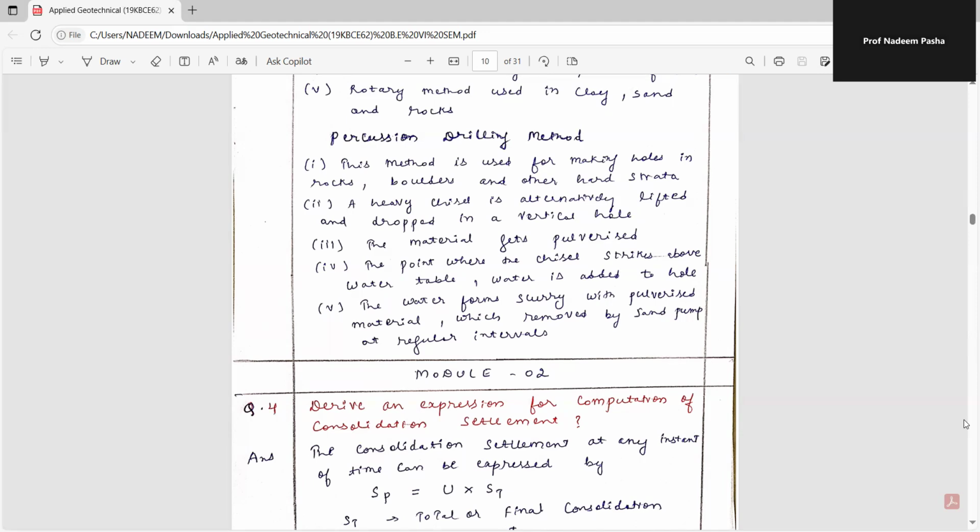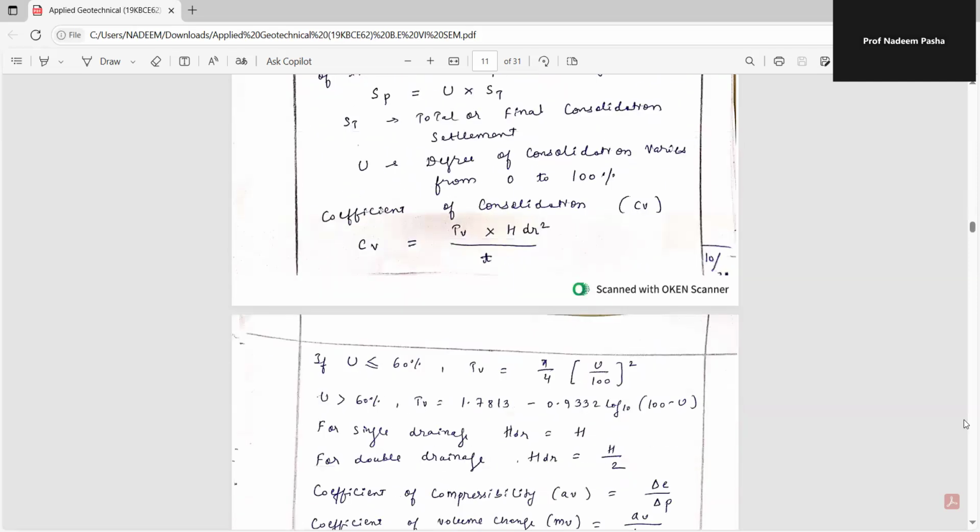Module 2. Derive an expression for computation of consolidation settlement. The consolidation settlement at any instant of time can be expressed by St equal to U into S. So S is the total final consolidation settlement. U is the degree of consolidation, which varies from 0 to 100%.